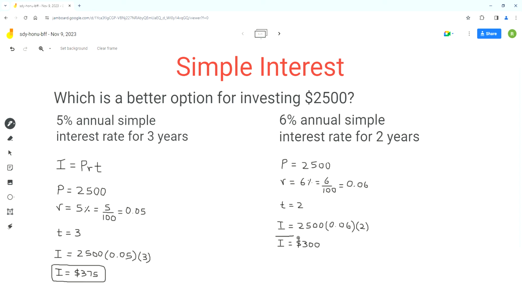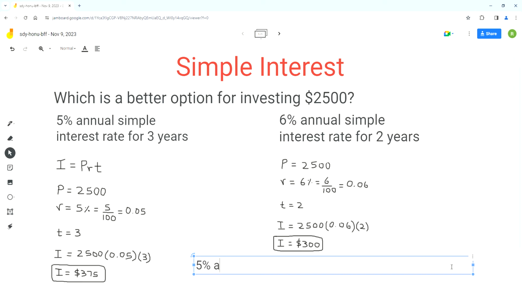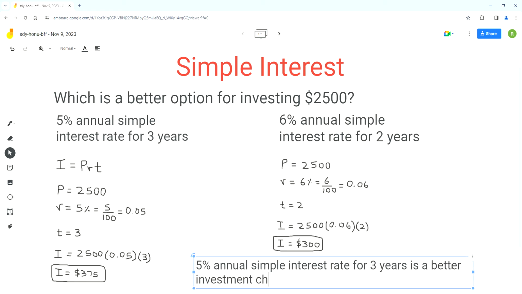This means that the first investment choice is a better choice because we earn more interest in that investment. So we can write a concluding statement to summarize our answer: the 5% annual simple interest rate for 3 years is a better investment choice.